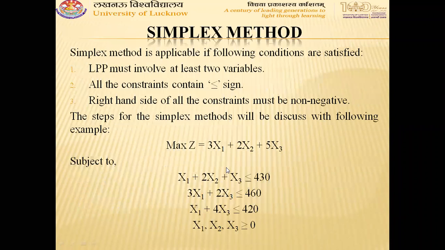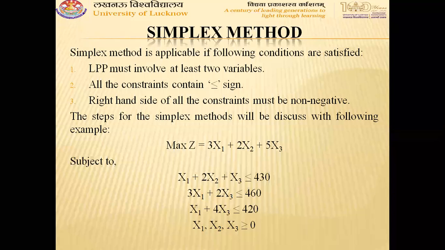Now we go to the simplex method. In simplex method, there are some conditions which must be satisfied. First condition is that there must be at least two decision variables in the linear programming problem. There may be 3, 4, 5 or any number of decision variables, but there should be at least two. The right hand side of all the constraints must be non-negative. And third condition is all the constraints contain less than or equal to sign. If any constraint contains greater than or equal to sign or equal to sign, in that situation we cannot use the simplex method. For that, different methods are defined.